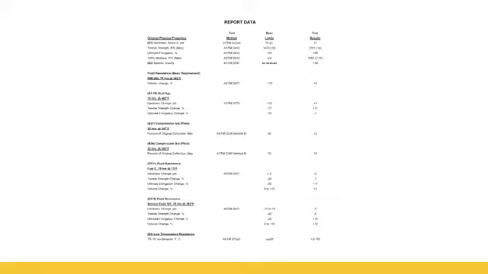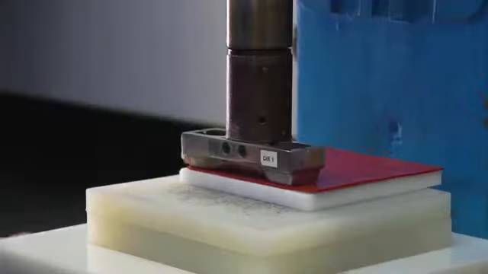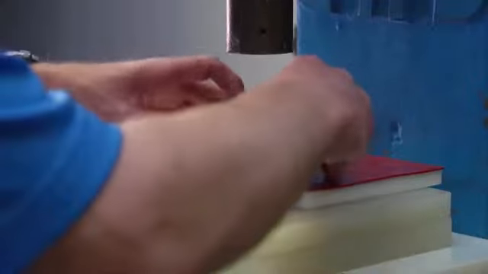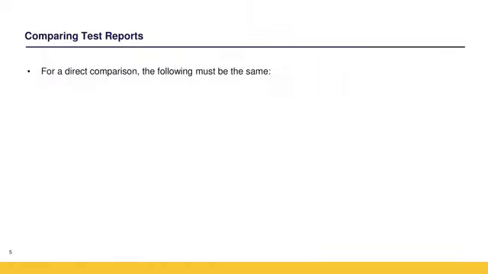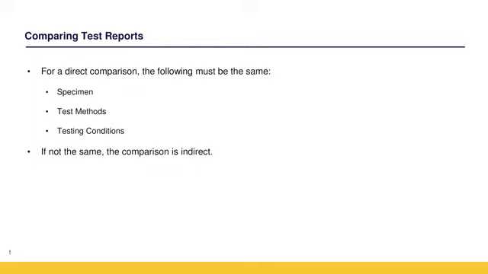The basic types of testing covered in this section are often original physical properties, compression set, heat age, fluid immersion, and low temperature testing. It is important to note that testing can be completed on either suitably sized O-rings or on test slabs. When comparing two different test reports, it is important to observe if the specimen, test methods, and conditions are the same. If not the same, the comparison is indirect and may not be a fair assessment of the results.